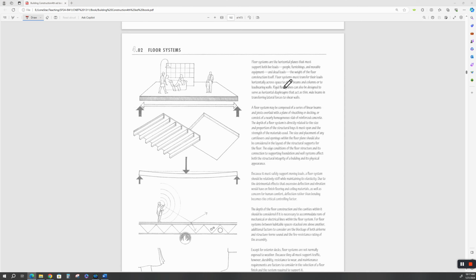The bottom line is if it's a slab on grade, as we talked about before, then that is your floor system. It's supported by the earth and the sub-earth underneath it. They're horizontal planes that must support both live loads, which are the people, furnishings, and the movable equipment, and if it's a commercial building, depending on what activity's in there. The dead load is the weight of the structure, the weight of the carpet. If somebody wants marble up here, then all that has to go into account.